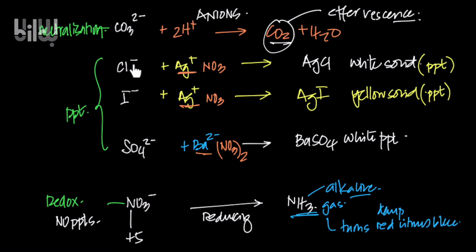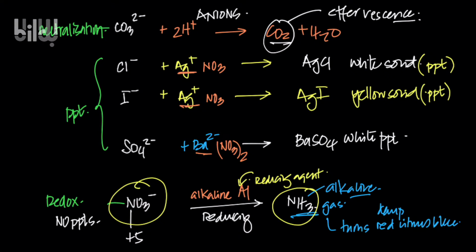On the other hand, these other 3 are precipitated. Okay? And the last one is through a redox reaction. So do we use a reducing agent? We use an alkaline version of aluminum as a reducing agent. We've done oxidation reduction quite a while ago. So a reducing agent like aluminum will end up reducing nitrates to ammonia gas. So if on adding aluminum I get ammonia gas, it means that it must have been nitrates.